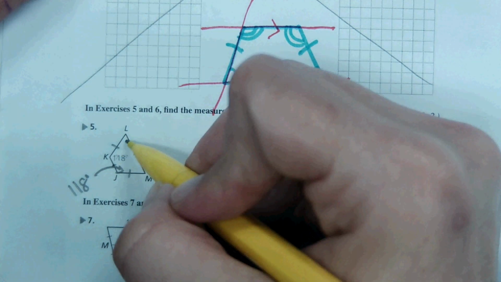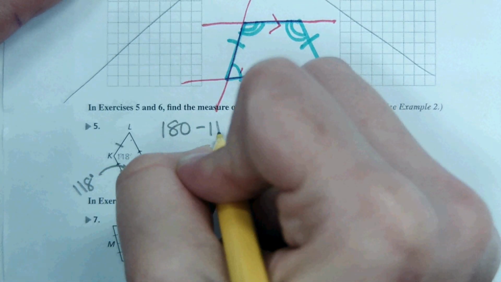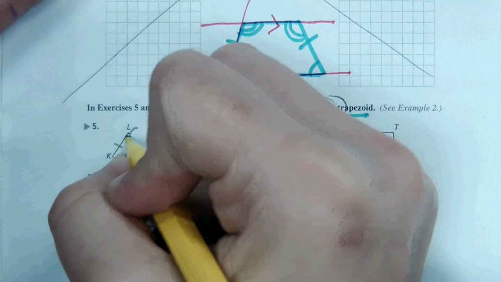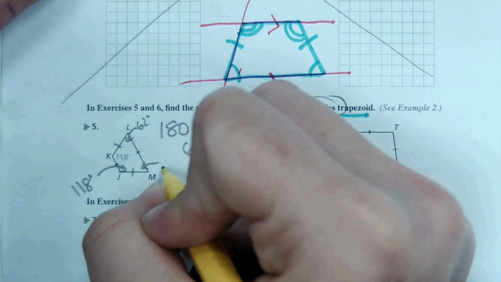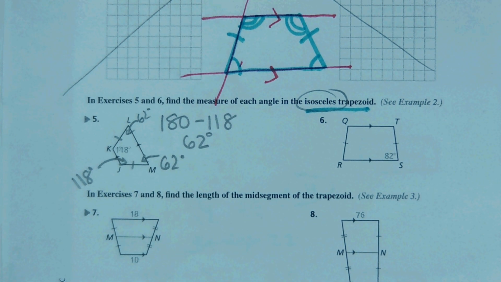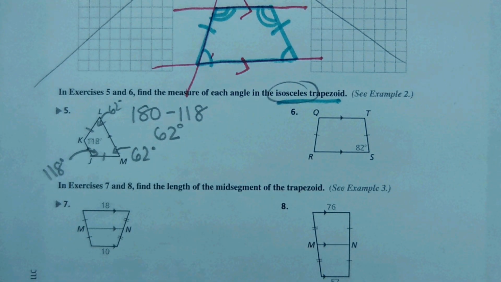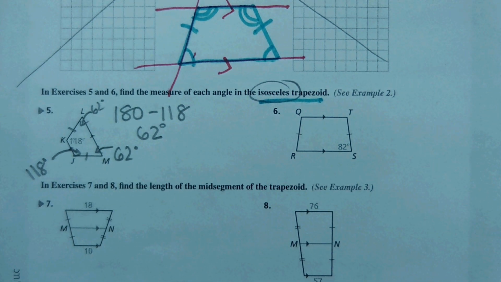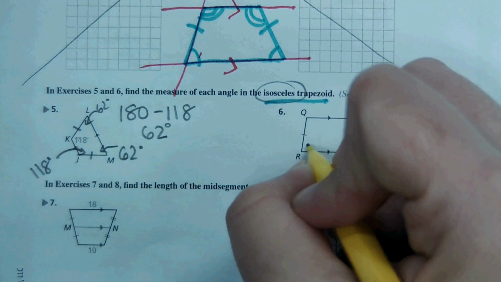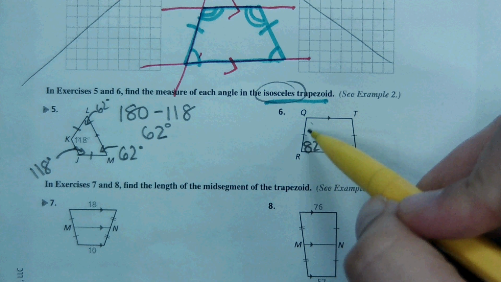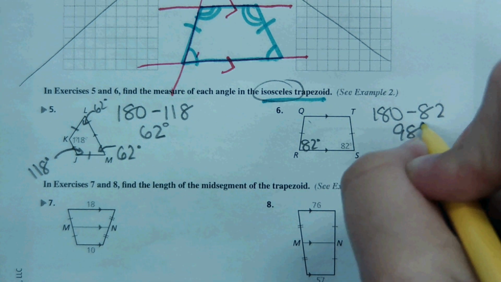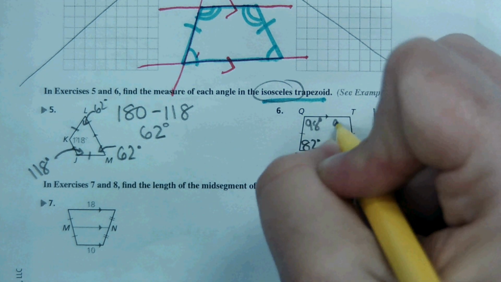And then the consecutive interior angles are supplementary, so we can do 180 minus 118, 62. And that means this right here is 62 degrees, and this is 62 degrees as well. Okay, and then number 6, same idea. Base angles are the same measure, so if this is 82 degrees, so is this. And then the consecutive interior angles are supplementary, so 180 minus 82 is 98 degrees. So this will be 98 degrees and 98 degrees.